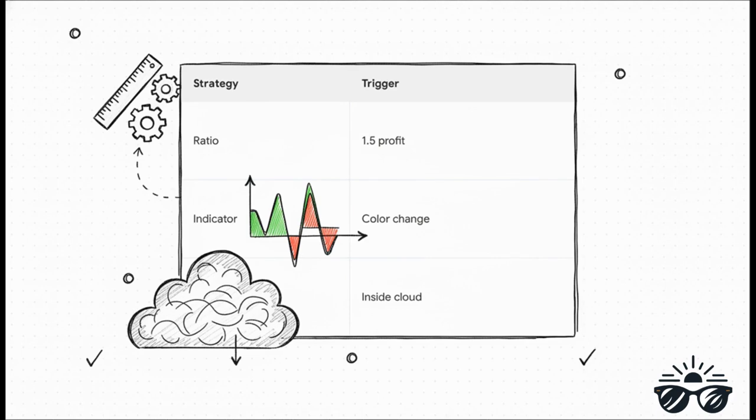Finally, if you're using our third strategy, you can use the cloud. The second the price drops back down and touches the Kumo cloud, the trend is considered compromised, and you exit the trade immediately. These are strict triggers perfectly designed to protect your portfolio.